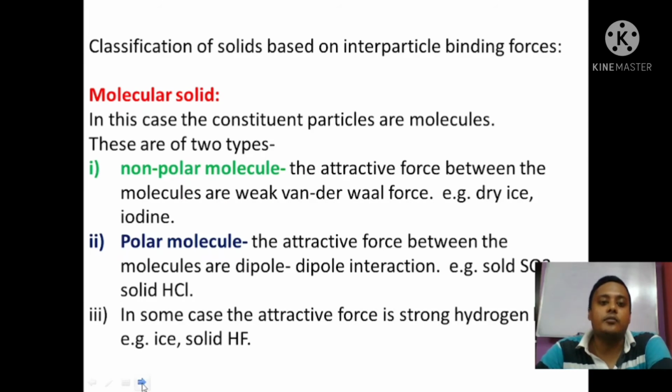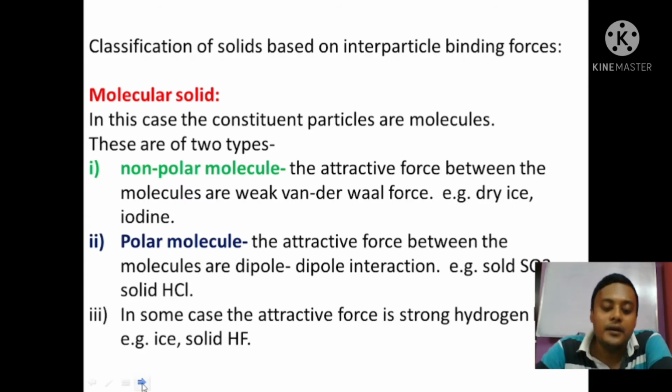Next, the classification of solids based on interparticle bonding force. First one, molecular solid. In this case, the constituent particles are molecules. Based on the nature of the molecule, there are three different types. First one, non-polar molecules. In non-polar molecules, the force of attraction between the molecules is weak van der Waals force. For example, dry ice, iodine. Next one, polar molecules. In polar molecules, the attractive force is dipole-dipole interaction. For example, solid sulfur dioxide, solid hydrogen chloride.